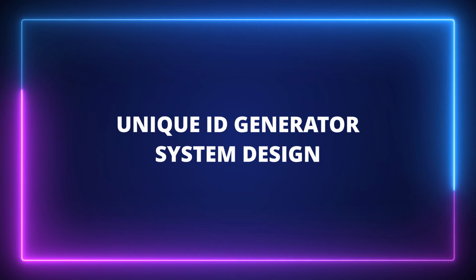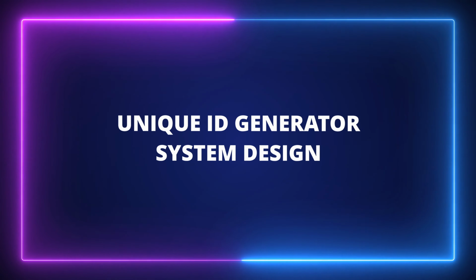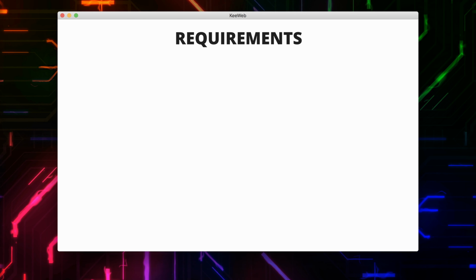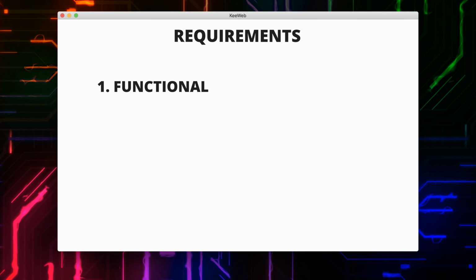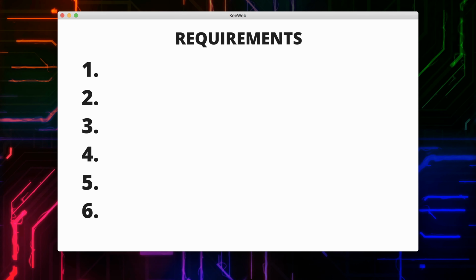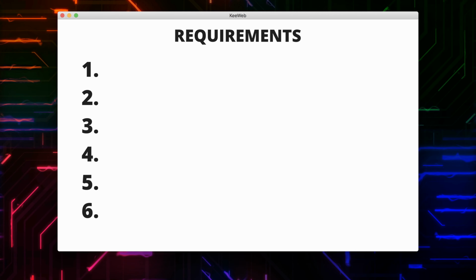Let's now jump into the actual system design exercise of the unique ID generator. When starting the design of your system, you will want to identify functional and non-functional requirements by asking questions to the interviewer. Let's establish some requirements for our unique ID generator.